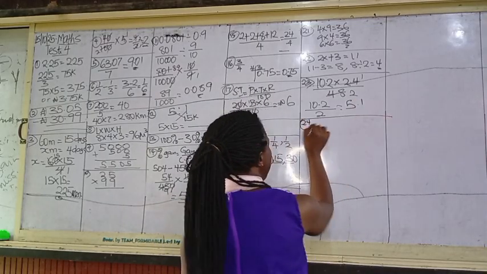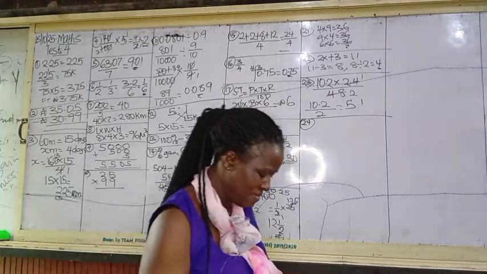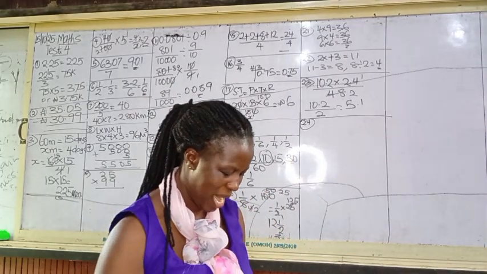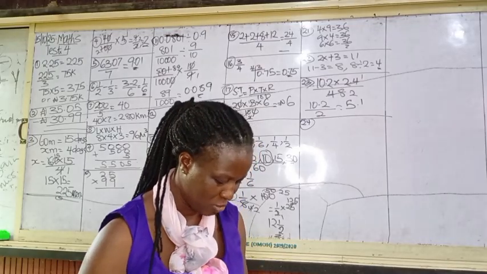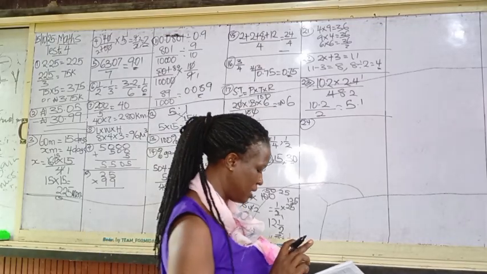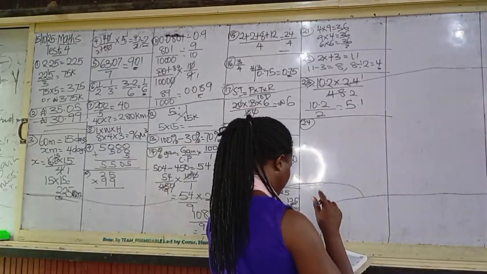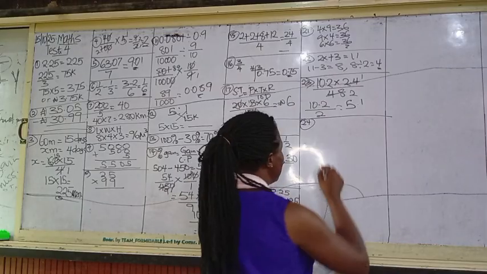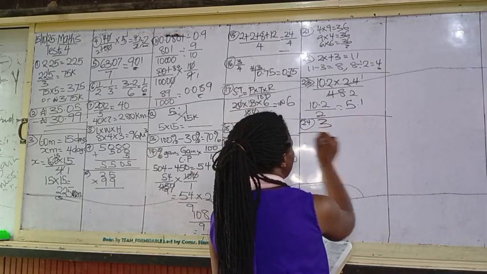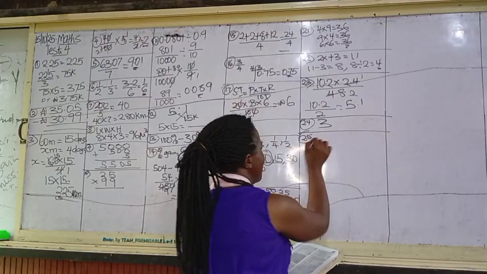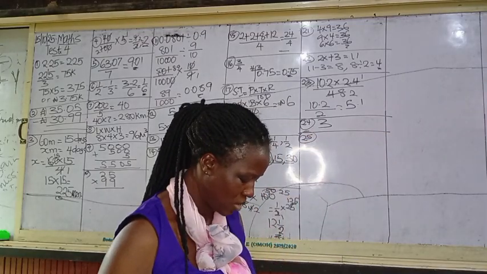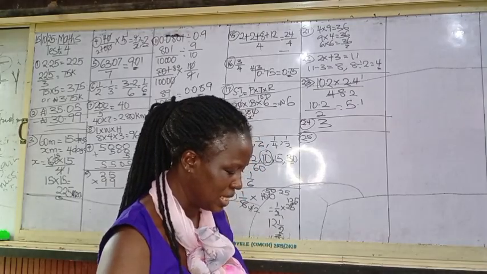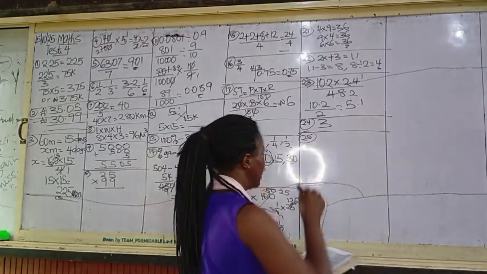Number 24. We are given a graph here. How many people scored 16 marks? Let me just look straight, and it is only 3 people that scored 16 marks, which is C. Number 25. What mark was scored by the highest number of people? If you look at it, it is 14, which is C.